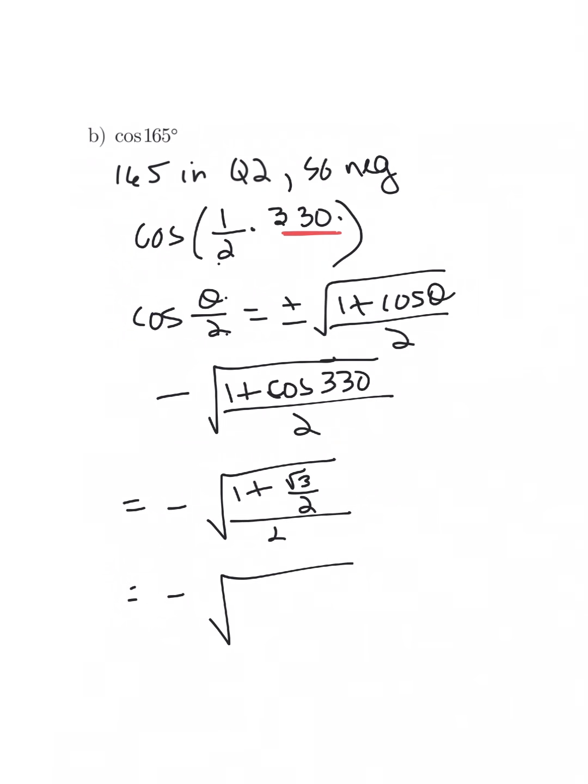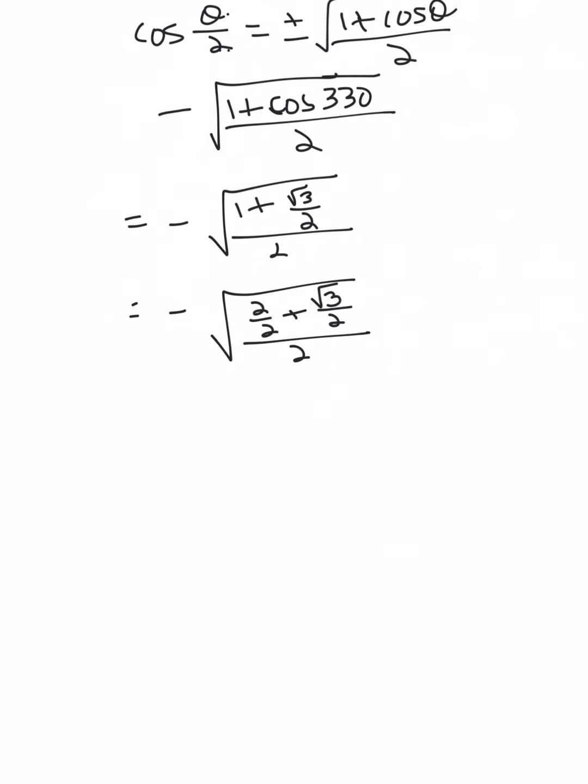I'm going to rewrite 1 as 2 over 2 plus the square root of 3 over 2, and all that's over a 2. So now our numerator can be written as 1 fraction, 2 plus the square root of 3 over 2, and all that's over a 2. And all that is within your square root symbol.